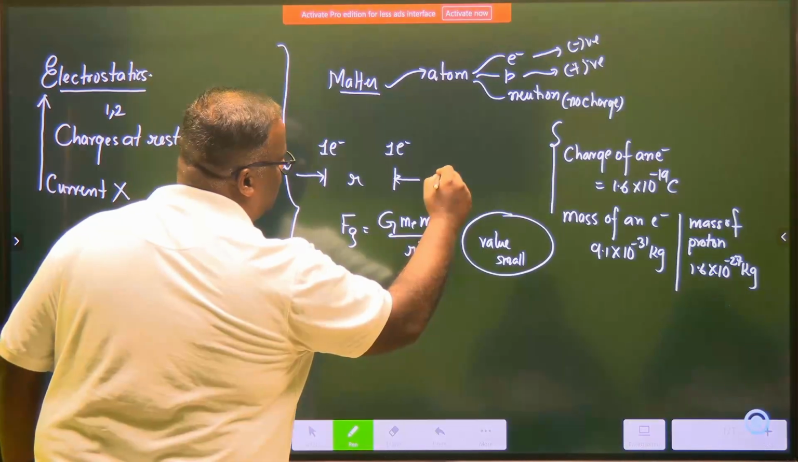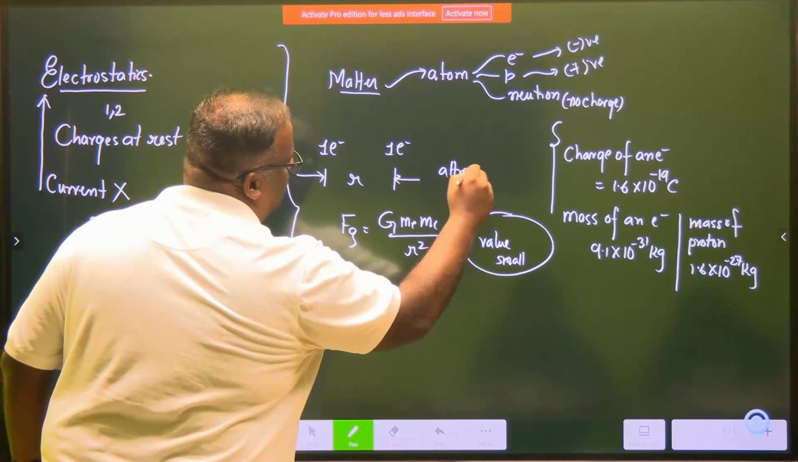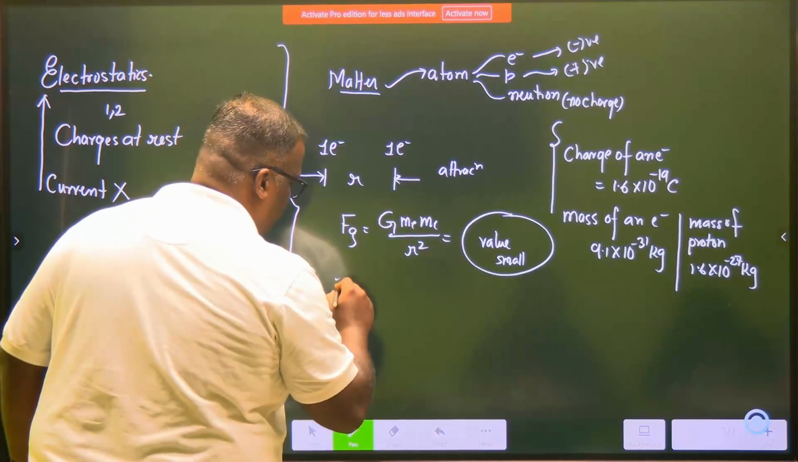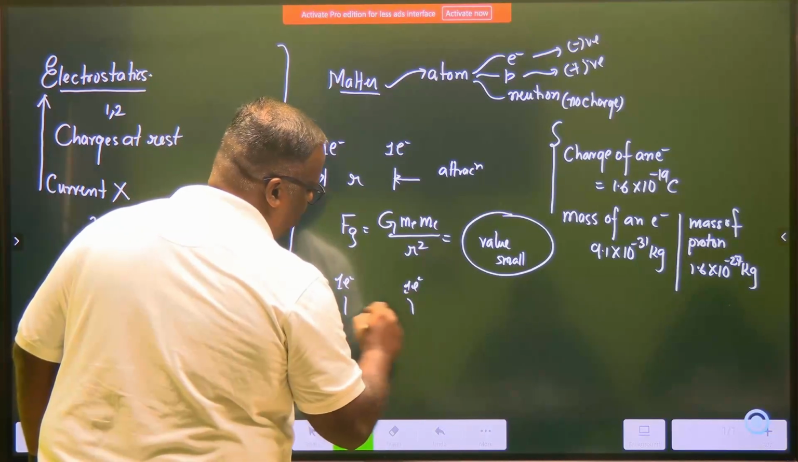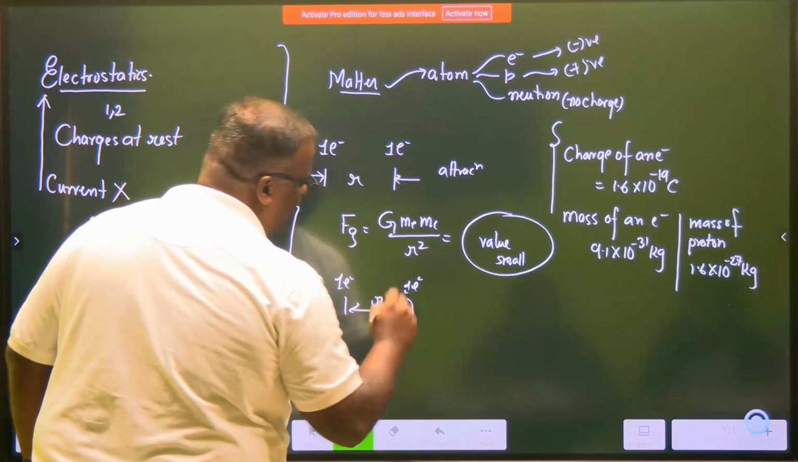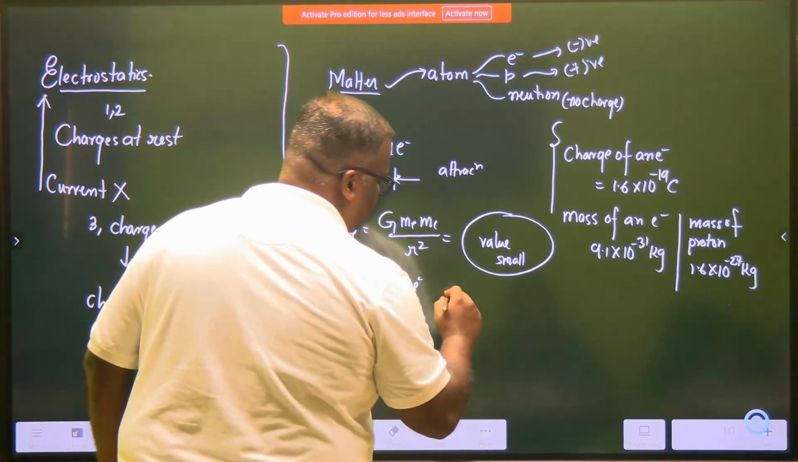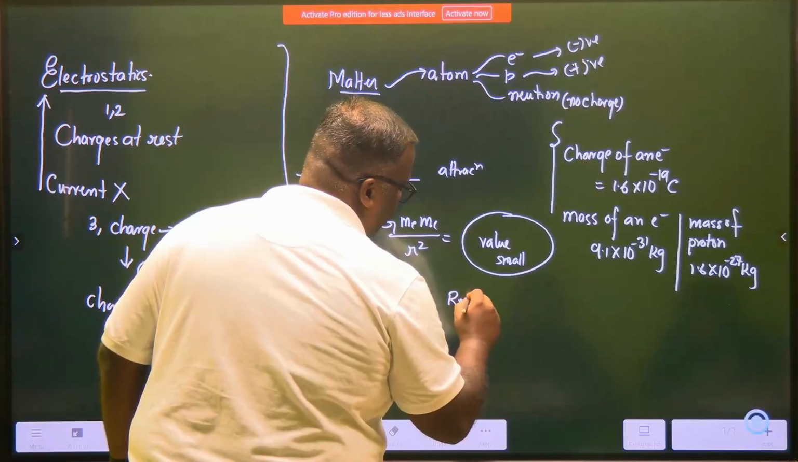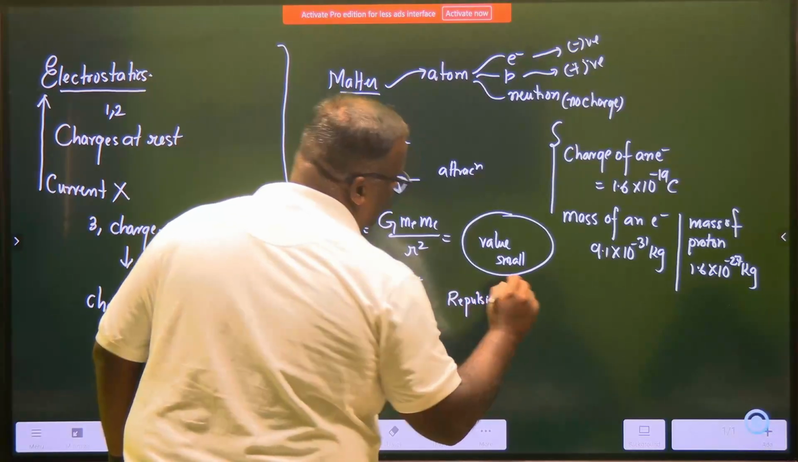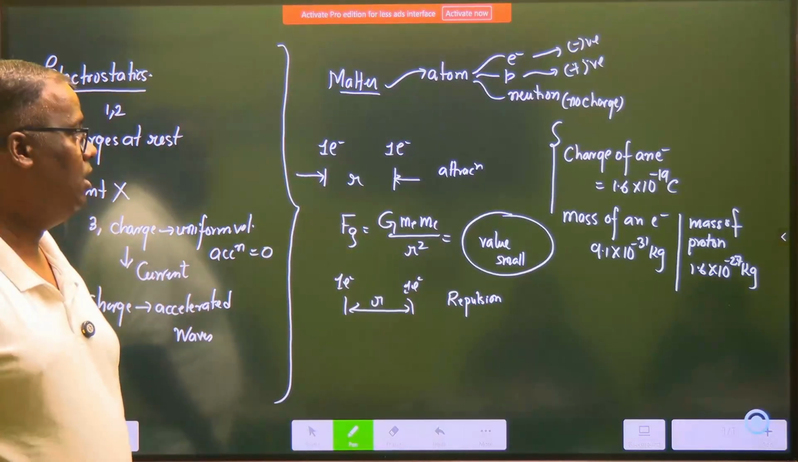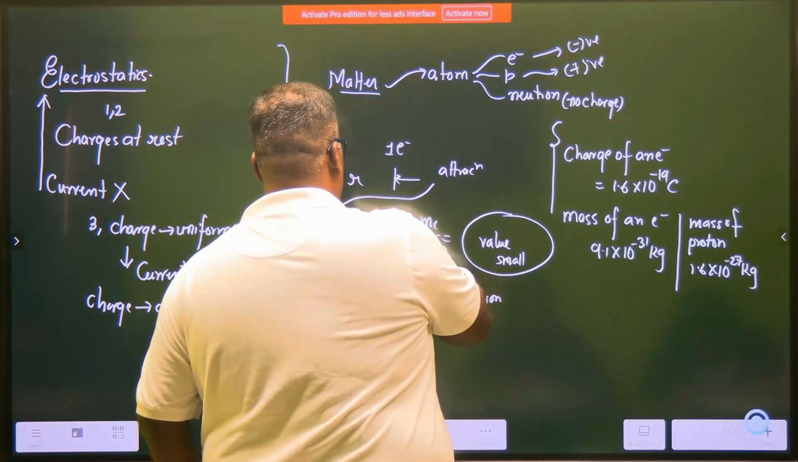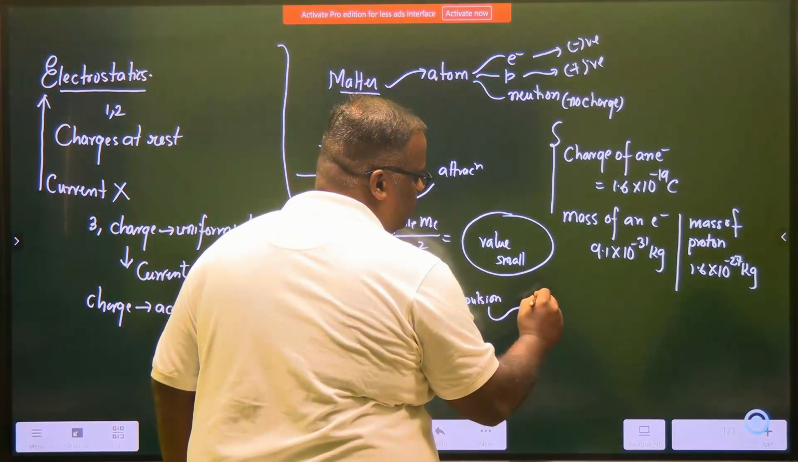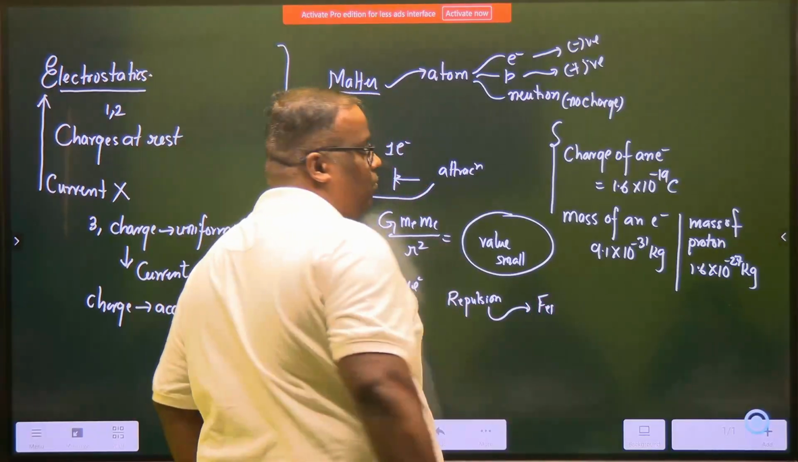So here we see that there is an attraction. Again, if we take an electron and an electron and we have the same spacing r between them, then we also will see that there is a force of repulsion. Understood? While the attraction is attributed to the gravitational force, the repulsion is attributed to the electrostatic force between them.